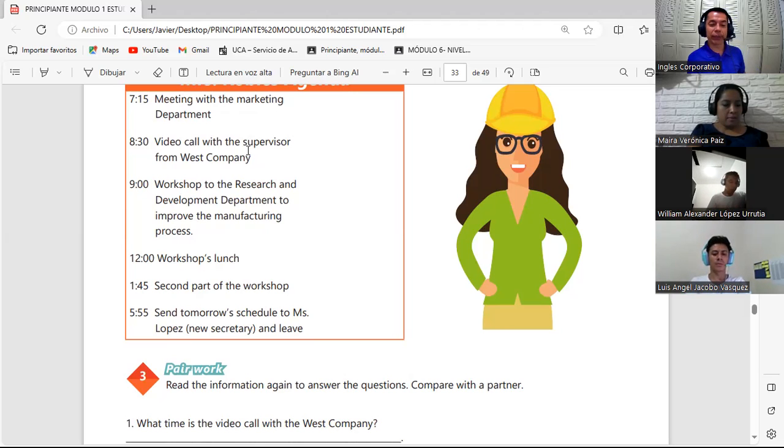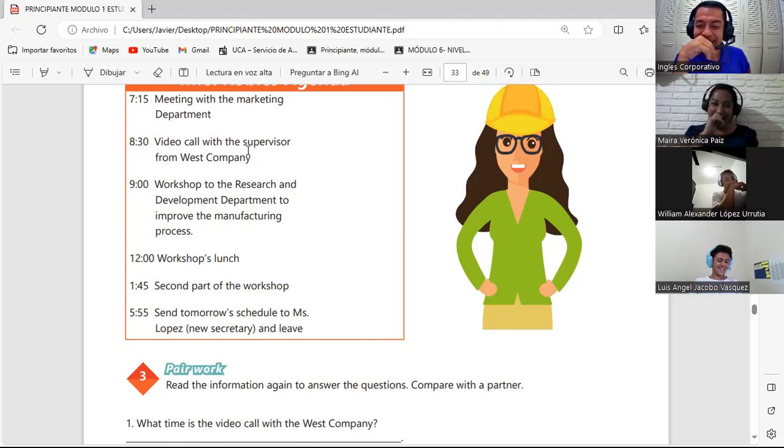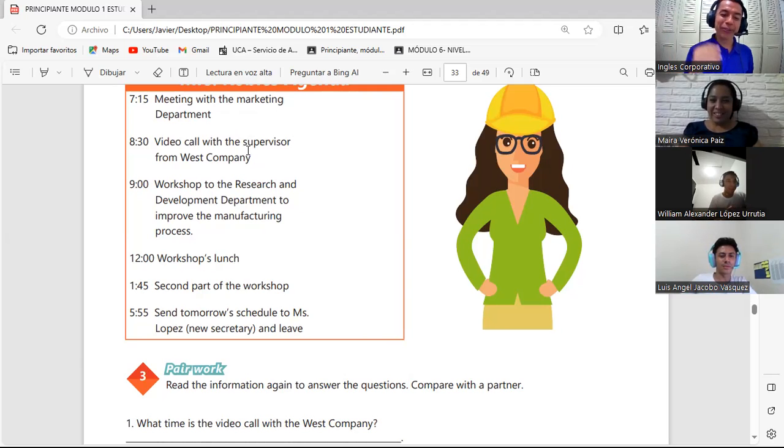A las 9 tiene una capacitación o un taller en el Departamento de Investigación y Desarrollo para mejorar el proceso de manufactura. I'm sorry. De manufacturización. What is the word? Help me, Verónica. Ayúdeme. ¿Cuál es la palabra en español? Manufacturar, ¿verdad? El proceso de manufacturar. Yes. Me voy a enredar también. Manufacturas. Luis, vamos, ayúdenos. ¿Cuál es la traducción correcta? Manufacturización. Ah, ok, muy bien. Ah, pues sí tenía razón yo, en manufacturización, ¿eh?